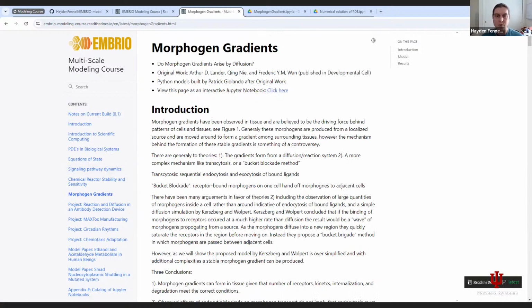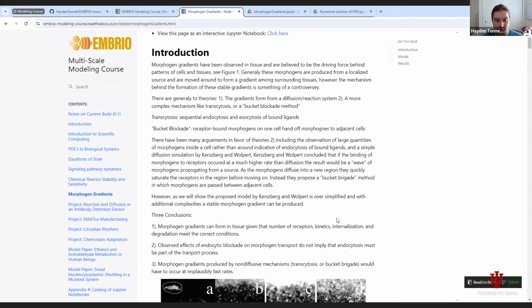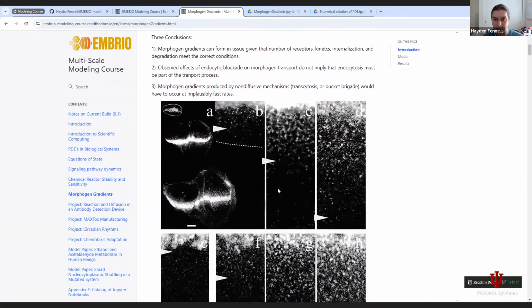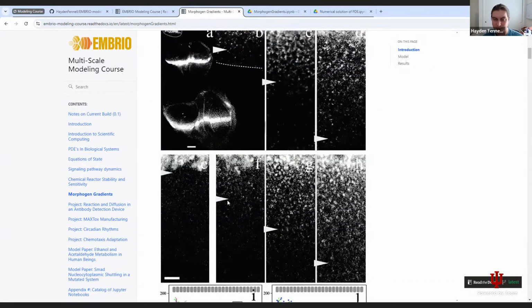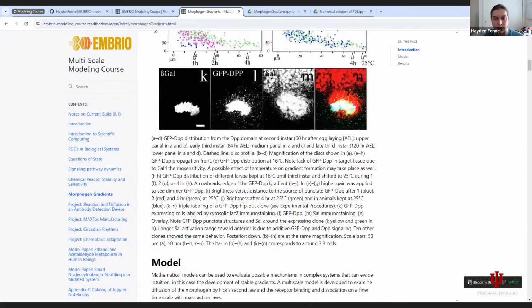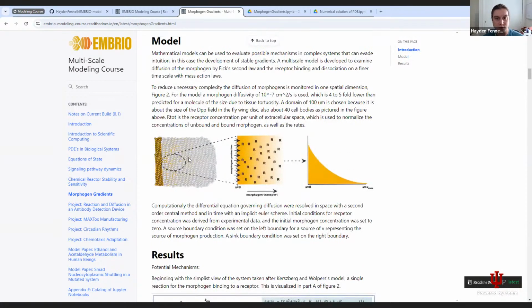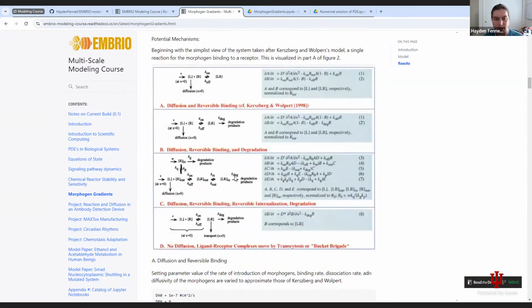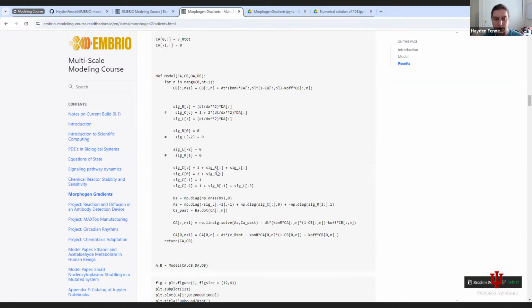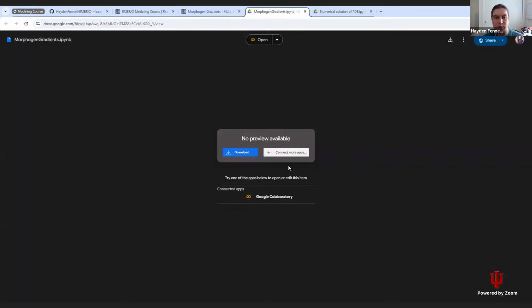We'll take a look at this morphogen gradients page. This is based on a paper that was published in Developmental Cell, where they took the results of the paper and then built a Python model around it. So you see you can embed all sorts of images. And then here they have description of the model, results, and then the code that actually produces output relevant to the model.